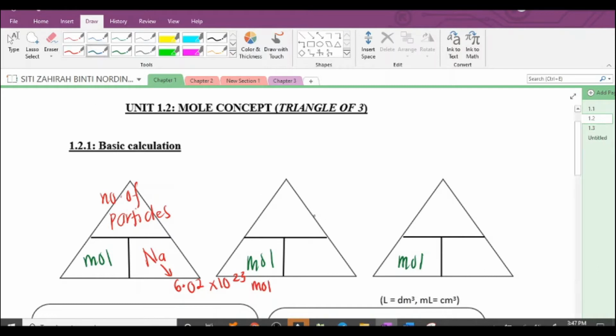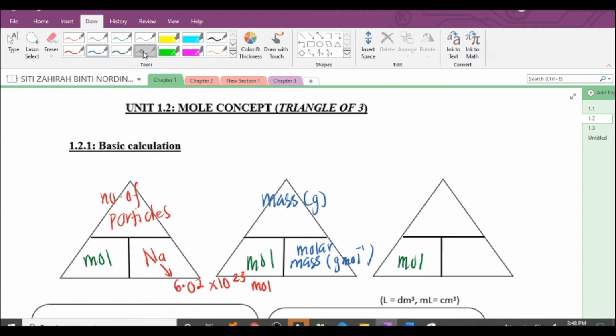The second triangle is about mass. So mass in gram at the top and molar mass would be at the right side. The unit for molar mass is gram per mole.